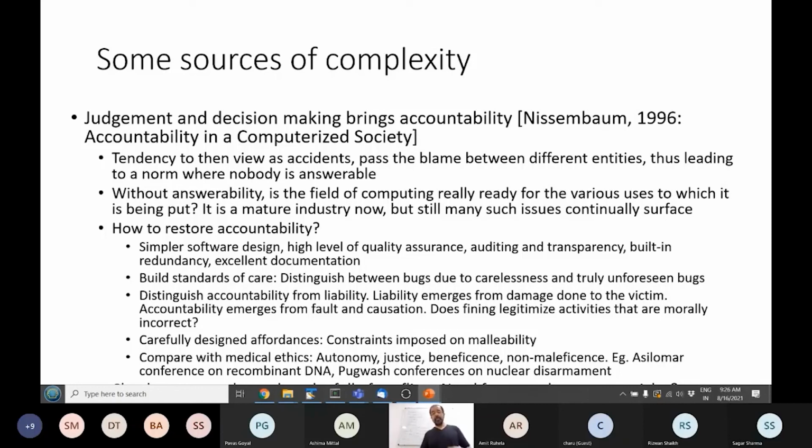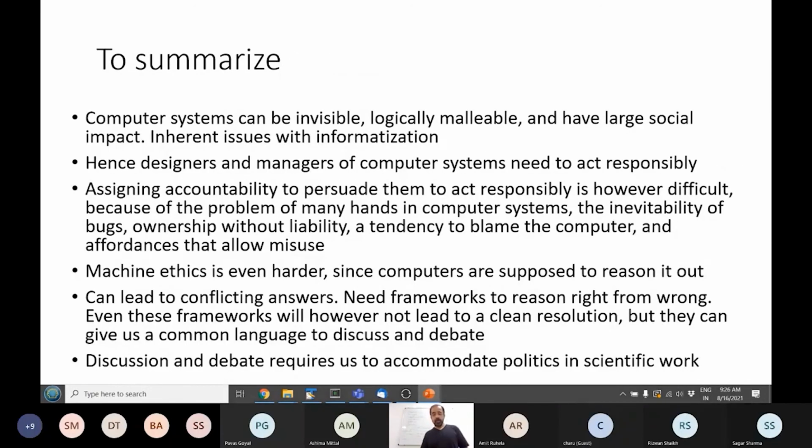The reason we're saying all this is ultimately to draw home the point that there is a certain ethos, a certain responsibility that technologists need to feel for themselves, and which we need to drive ourselves, and see how we can bring it for wider adoption in the laws and regulations that will get created. So go through all of this again. To summarize, we've seen all of these things, with invisibility, logical malleability, social impact, informatization, and therefore we need to act responsibly. We can draw many principles, but it's hard to rely just on laws and regulations to do that.